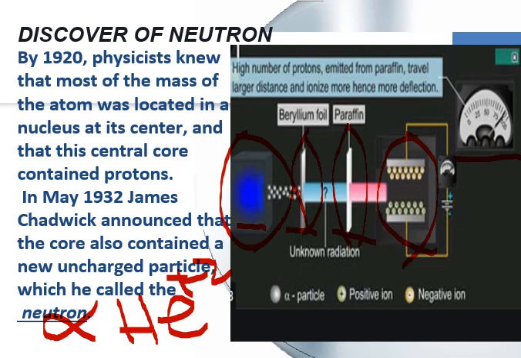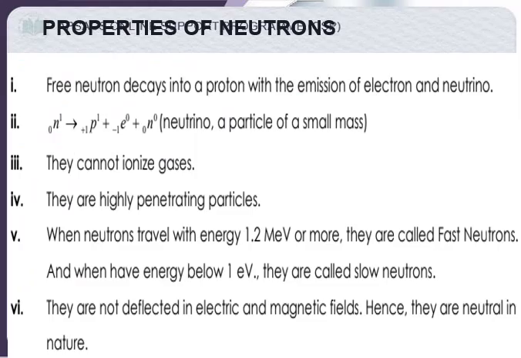Now this is the experiment done by James Chadwick for the discovery of neutron. A video is uploaded along with this lecture, so take a look at that and you will easily understand the result of this experiment, right?